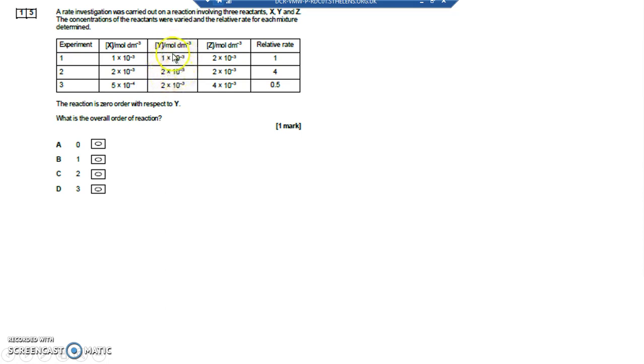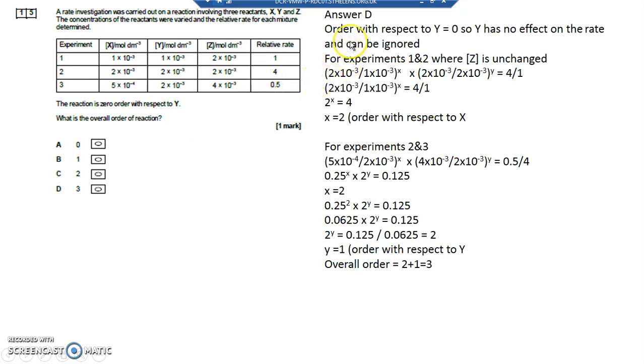it's not affecting the rate at all. So if you double the concentration of it, let's say, then it doesn't actually affect the rate at all, because it's to the power 0 in the rate equation, so it's always equal to 1. So we can effectively ignore it. Let's do spoilers, and we can see order with respect to Y is 0, so it has no effect on the rate and can be ignored.